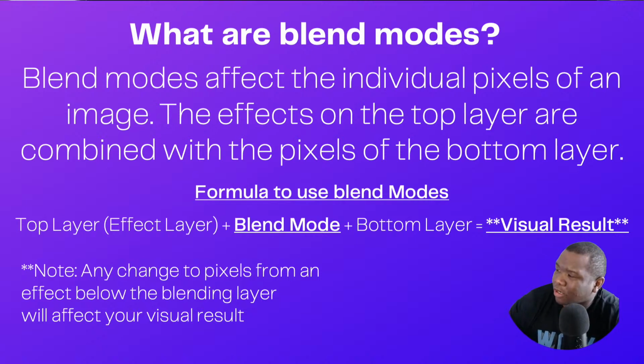So what are blend modes? Well, blend modes affect the individual pixels of an image. The effects on the top layer are combined with the pixels of the bottom layer. So what does that even mean?